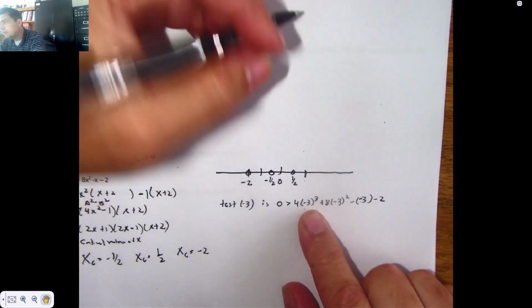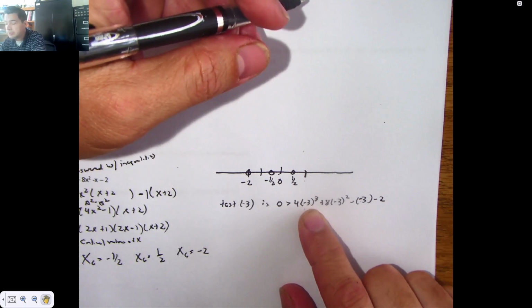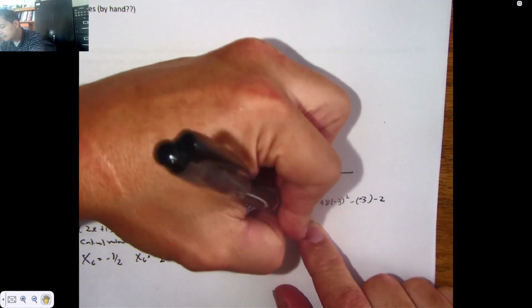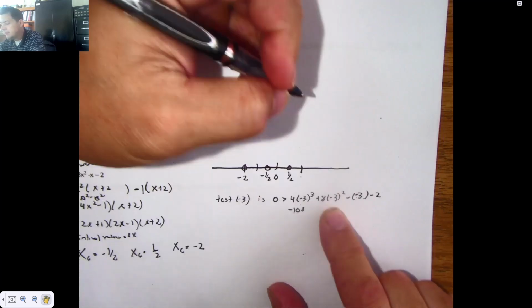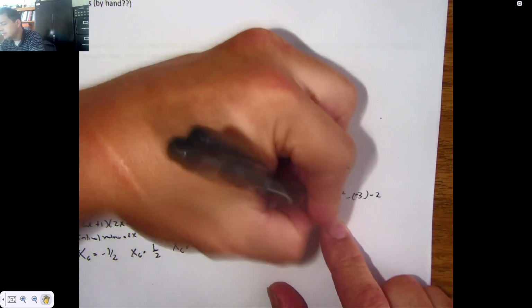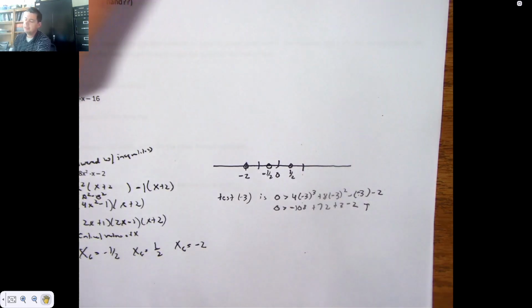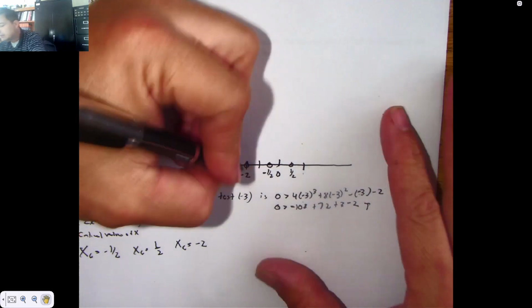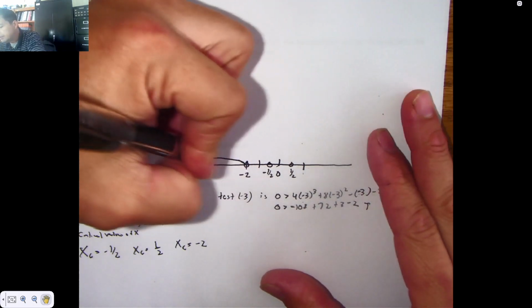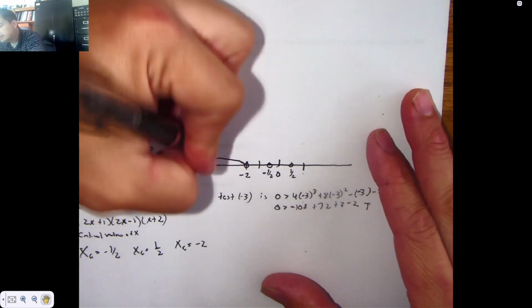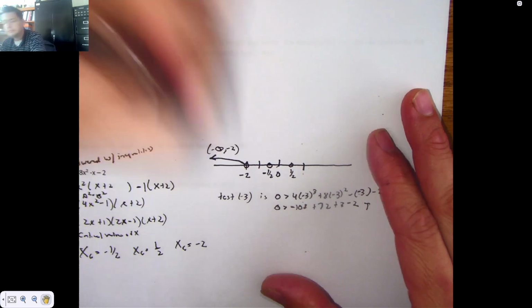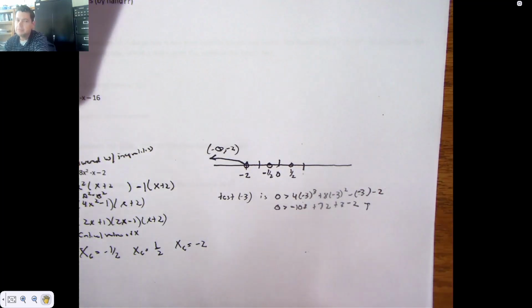This would be negative 27 times 4, which is negative 108. This would be 8 times 9, plus 72, plus 3, minus 2. And is 0 bigger than that? For sure. That is true. Because that's going to be a negative number. So I get to keep everything here. In other words, I am negative infinity to negative 2. That's part of my solution.